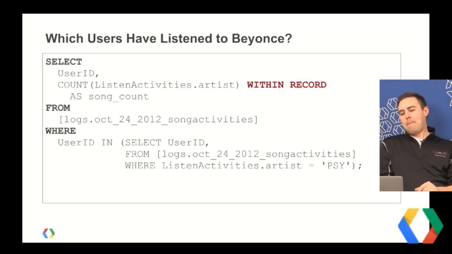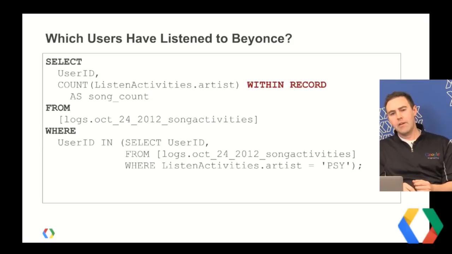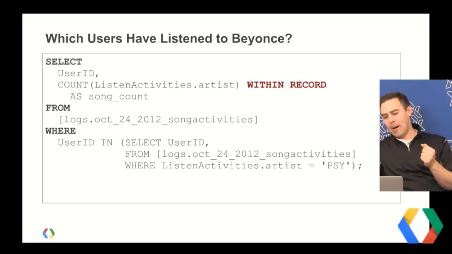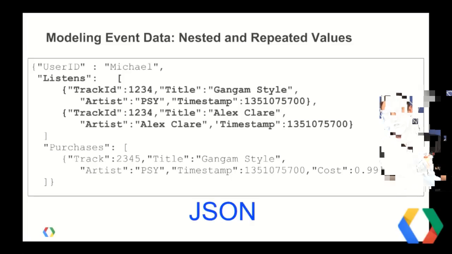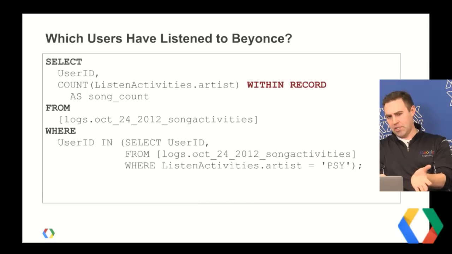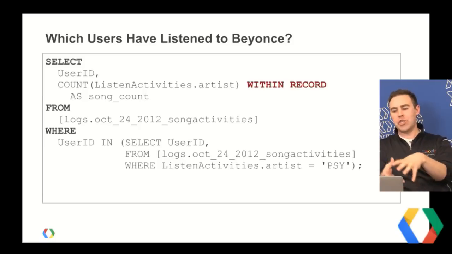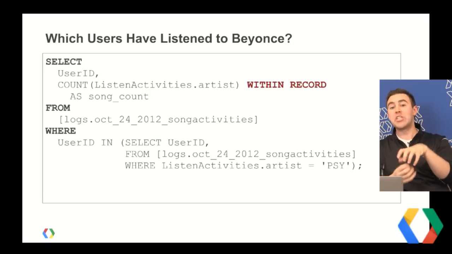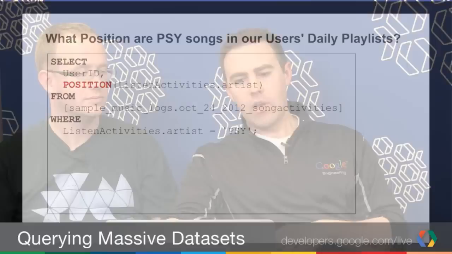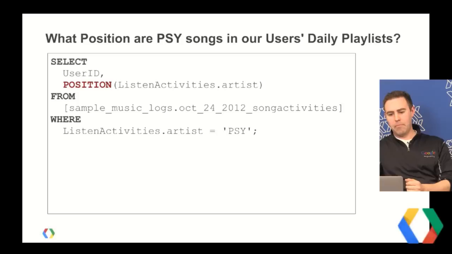Just to give you an idea, this is the kind of query: how many users have listened to a particular artist, for example. You can get the count of people that had listened to this particular artist in this playlist, a full count, an aggregate over the entire data set. Or you can use within record to pull out the average for each individual user, which is super useful. And here's an example of what position a particular artist's song is in a daily user playlist. Here I'm using the position function to pull that out.